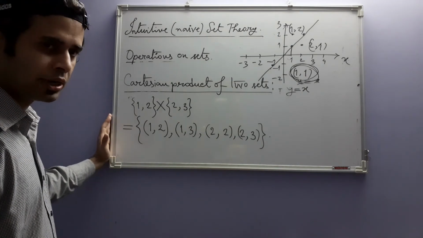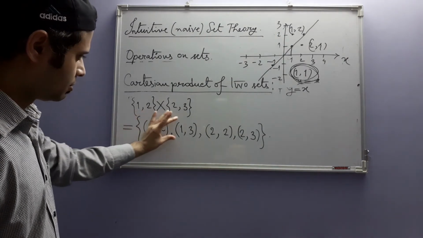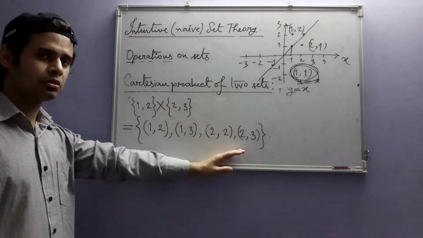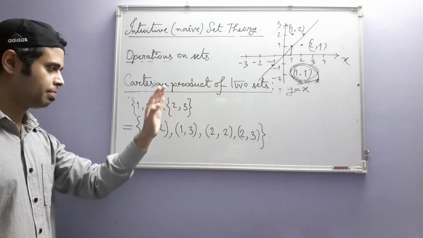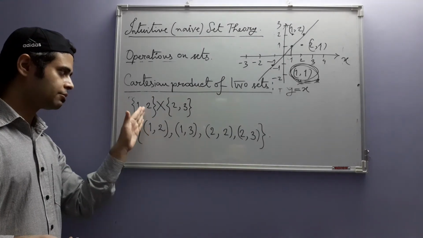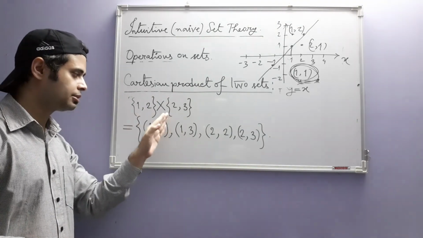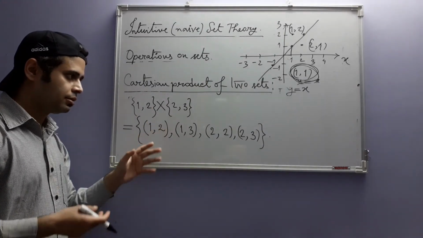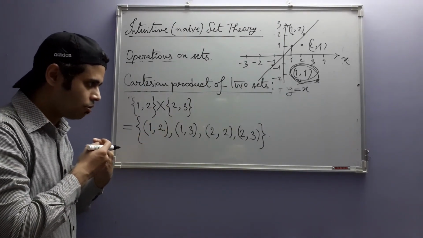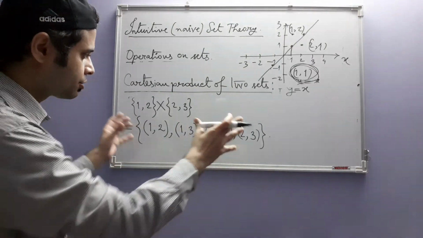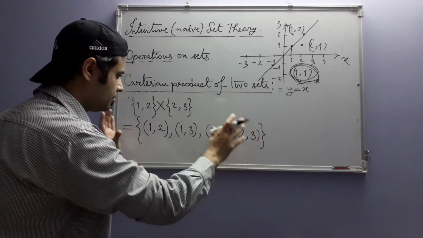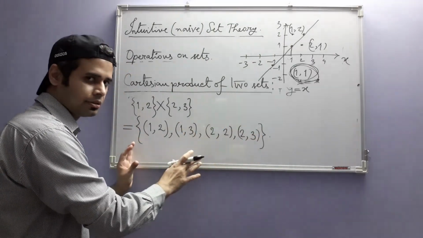So you get the point. You have to write down ordered pairs of elements where the first element is coming from the first set and the second element is coming from the second set. Now you have to write all such ordered pairs. The collection of all such ordered pairs is the Cartesian product, is the set. Okay.